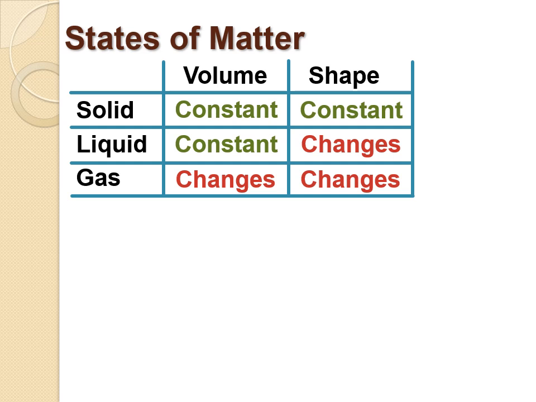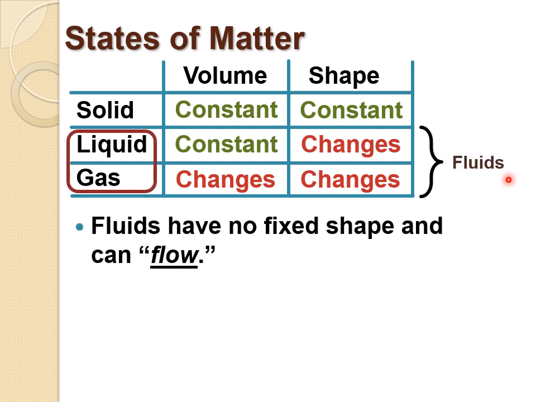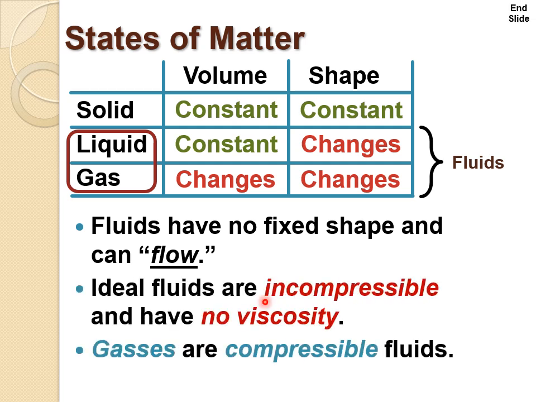and changing shape. Now the reason I bring this up is because liquids and gases are both considered what we call fluids. So fluids are anything that don't have a fixed shape, which you can see here is going to be liquids and gases, and they can flow, so they can move from one place to another just by pouring. Now an ideal fluid is incompressible.